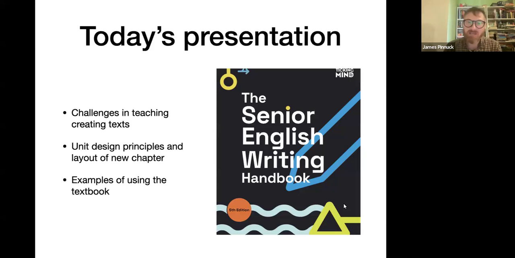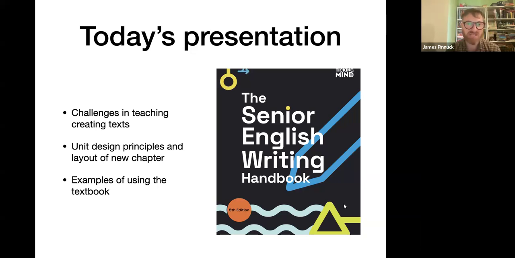Today, I want to talk about our new edition of the Senior English Writing Handbook. Some of you might have the current 4th edition, which essentially has the same front cover. The new edition significantly changes the creating texts chapter, and that's because we've now had a couple of years to see how creating texts is being taught, and we have got some more effective strategies to share with students and teachers about how to engage with this area of study.